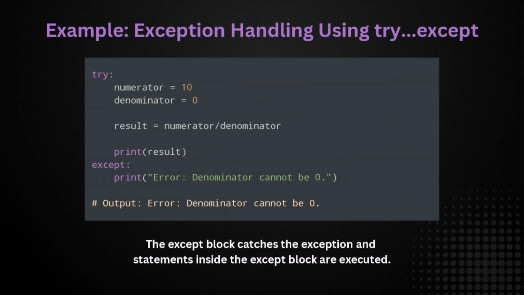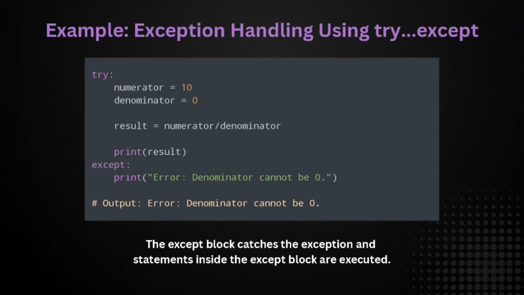Now let's see an example of exception handling using try and except. In this example, you can see that inside the try block, we have declared two variables, numerator and denominator, and given values to them. In numerator, we are assigning 10 and in denominator, we are giving 0. Then we have created a new variable result that holds numerator divided by denominator, and then we print that result. We have also written an except block inside which we have a print statement that says error, denominator cannot be 0.